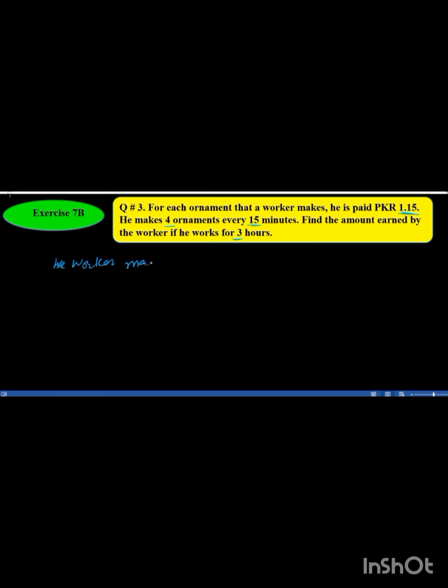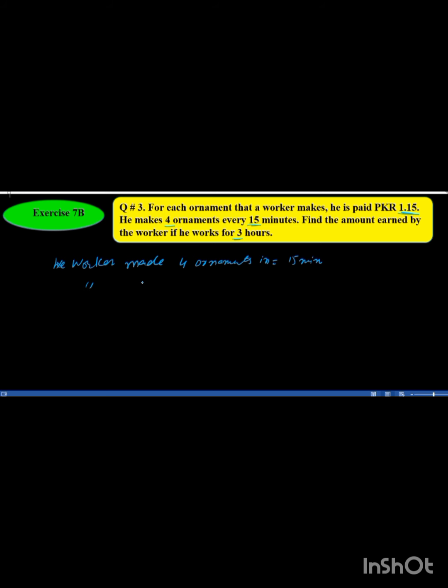A worker made 4 ornaments in 15 minutes. So how many ornaments can he make in 60 minutes? So how many 15 minutes are there in 60? If we multiply 15 with 4, that means 4 fours are 16.